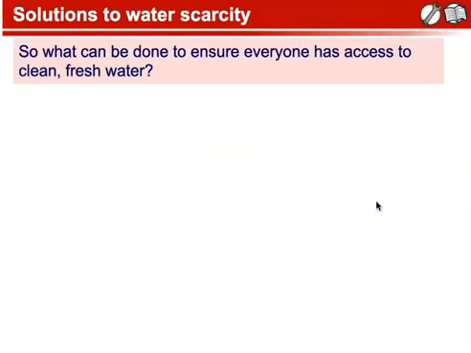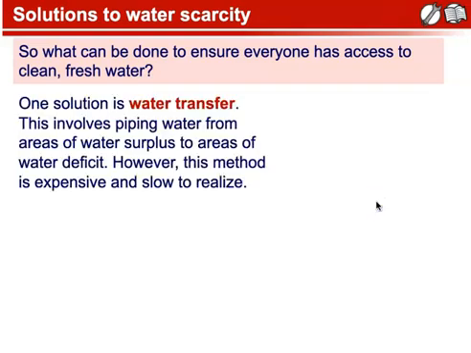Solutions to water scarcity. So what can be done to ensure everyone has access to clean, fresh water? One solution is water transfer. This involves piping water from areas of water surplus to areas of water deficit. However, this method is expensive and slow to be realized.